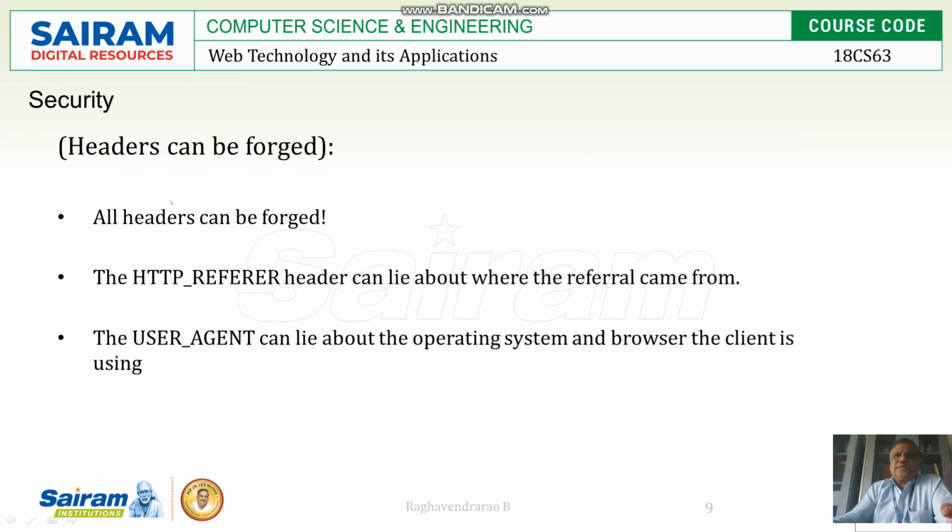Security: headers can be forged. So here you can say that all headers can be forged. The HTTP referrer header can lie about where the referrer came from. So it is always true for cookies and all these things as well, right? So referrers can always be forged, which means you cannot trust where the request was referred from. It can also lie.